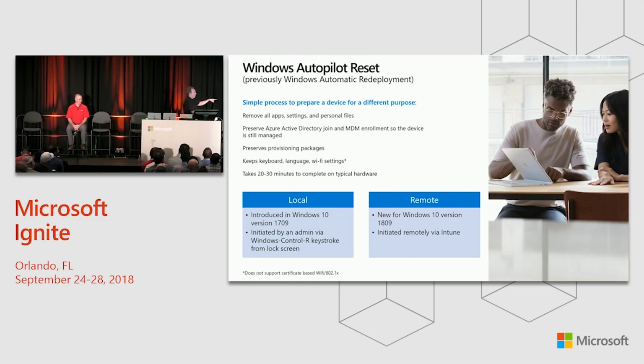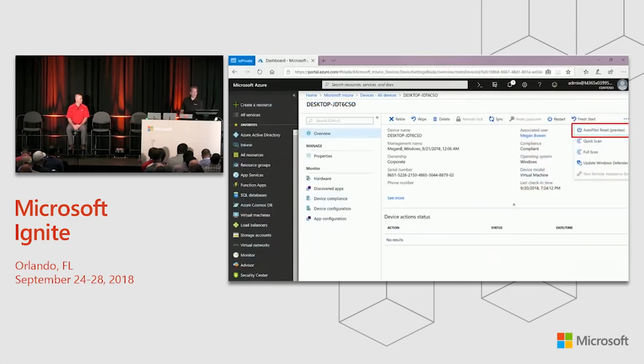But we do have a policy that needs to be configured on the device to enable this. So if you try it and nothing happens, well, you have to enable that policy first. The remote piece is new for Windows 10 1809, but then you just have a remote action inside of Intune where you select the device in question and then click on Autopilot Reset, and it sends the reset command down to the device.